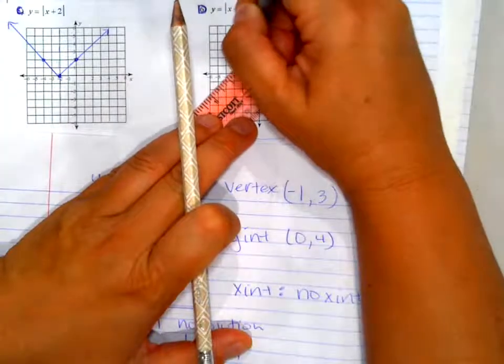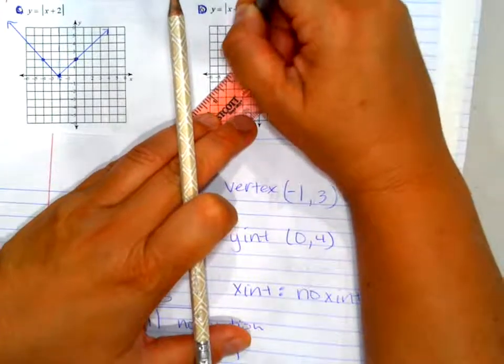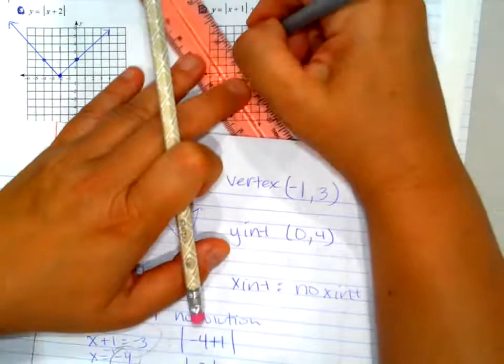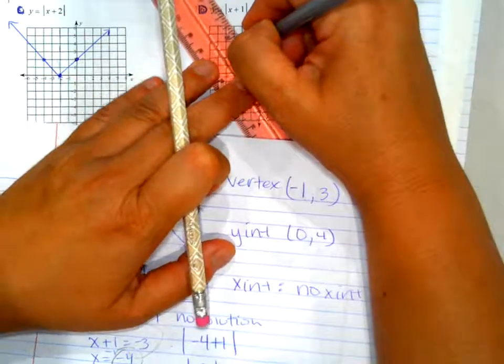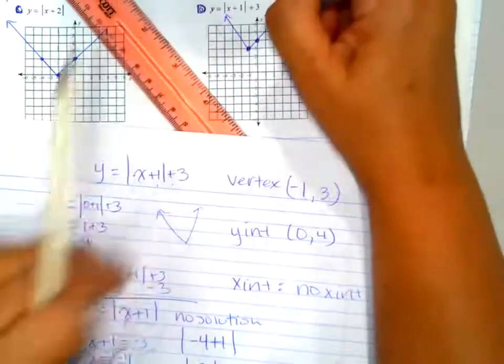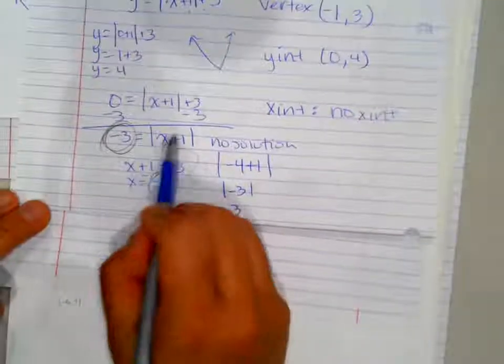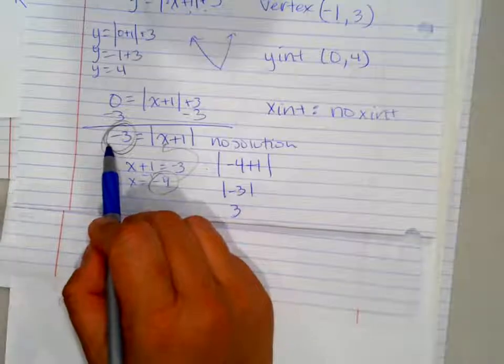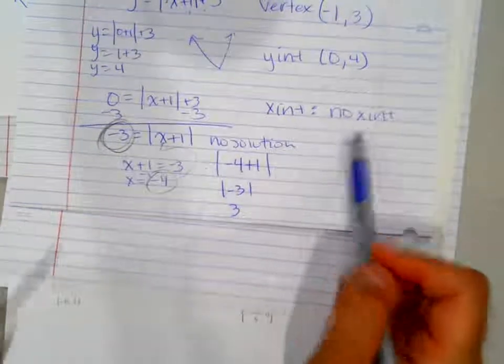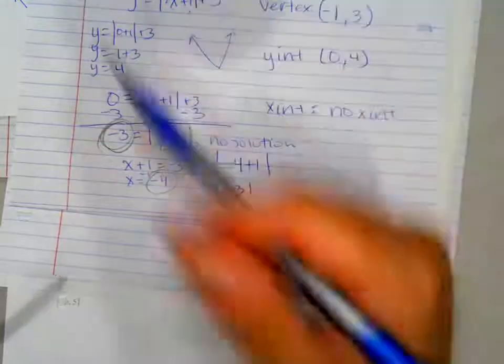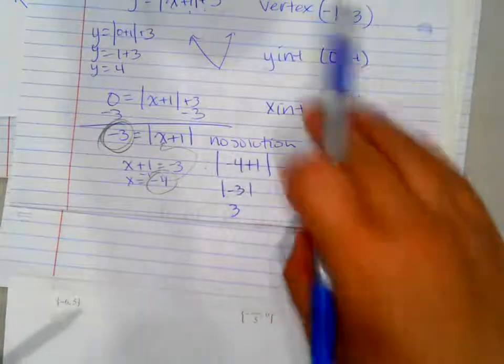And again, not so much that you're going to have to graph these, but it is important that you understand the dynamics of what happens when you end up with something like this, when you have an absolute value equaling a negative. It just means no x-intercepts. You're above the x-axis.